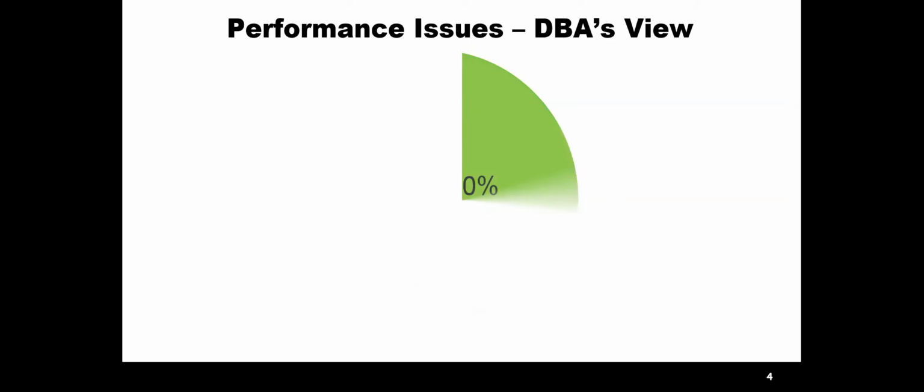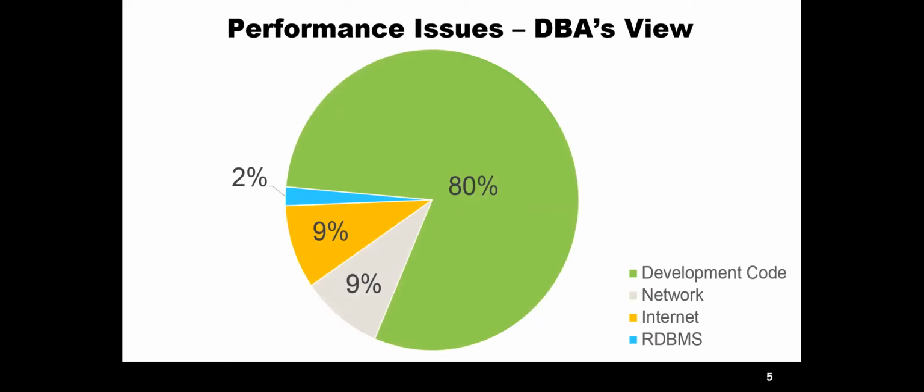On the DBA side, of course, it's completely reversed. 80% of the time they think, well, no, it's going to be development code. It's not the database. Database may be 2%. Internet and network, yeah, we'll agree with the developers. It's probably about 9% each. It could be the problem due to network or internet, but mainly it's development code.